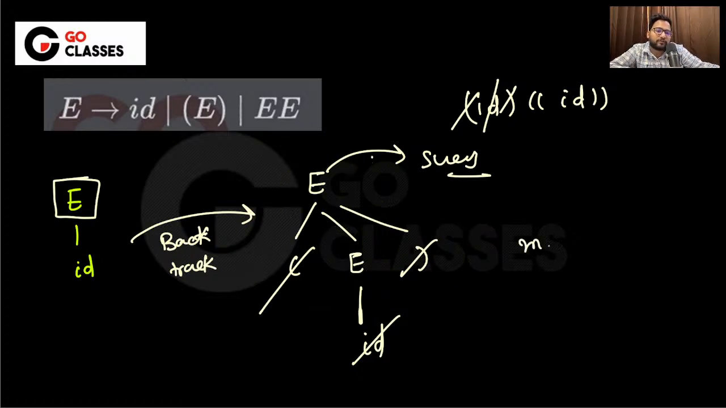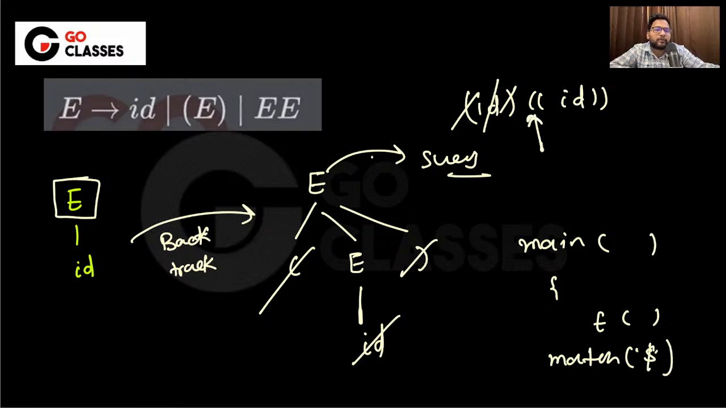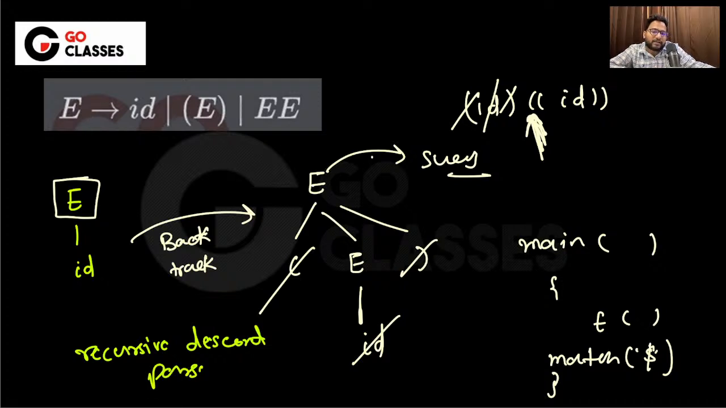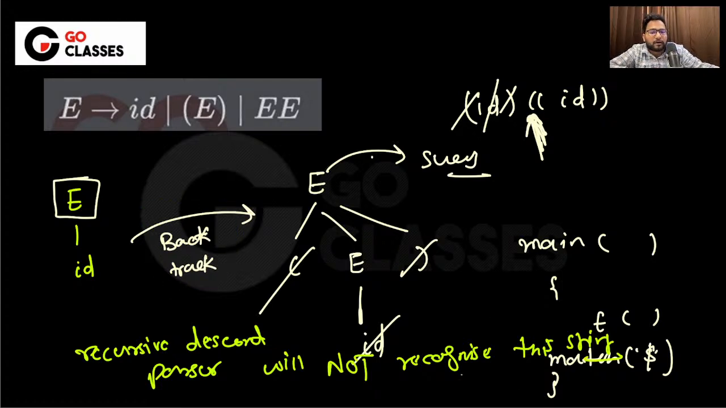Now your main function will be there. Here you are calling E. If this is success, right, then you will match with dollar. Now this dollar is not matching with this, right? This dollar will not be matching to this. You will say ultimately you're rejecting. So the recursive descent parser will not recognize this string. Okay, it will do one backtrack. It will say that okay, you are getting this, and then since it is success on this E, it will say okay, and then it will be success on this E also, it will say okay.